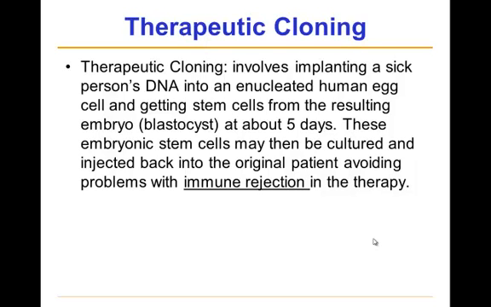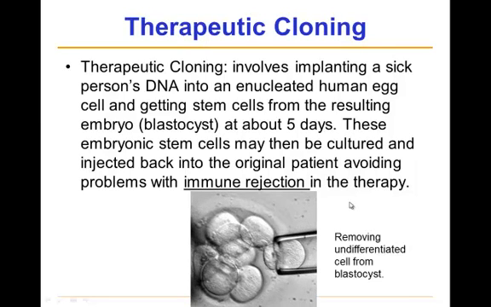Now, the reason that you have to use a nucleus from the patient is because the cells are going to be re-injected into that patient. And if you take cells from a different person and inject them in, there will be an immune response and the body will reject them. And so to have an immunocompatible stem cell transplant, you need to have the cells from the original patient. And so it's all about avoiding this immune rejection.